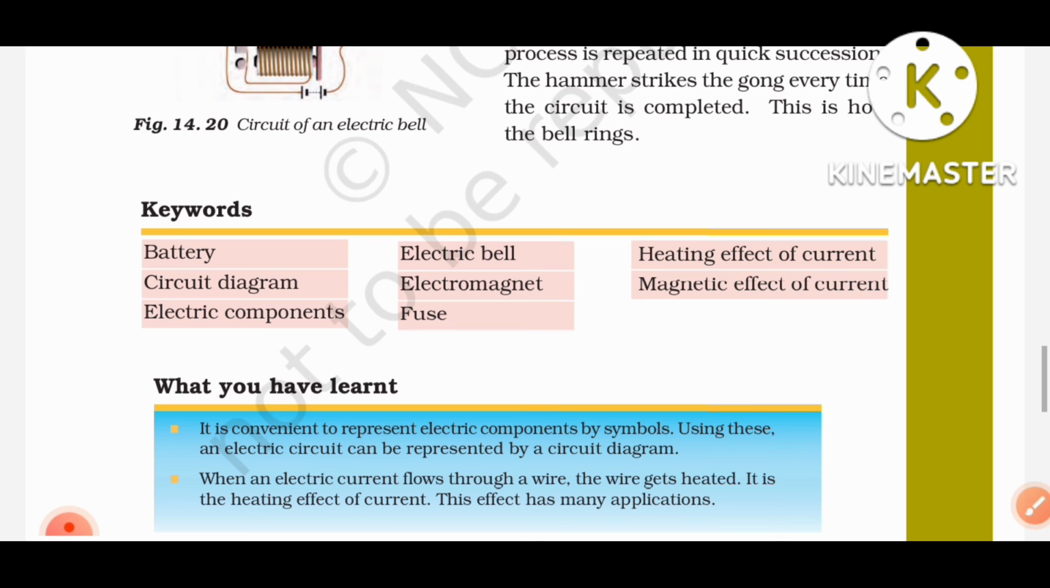Keywords: battery, electric cell, heating effect of current, circuit diagram, electromagnet, magnetic effect of current, electric component, fuse.